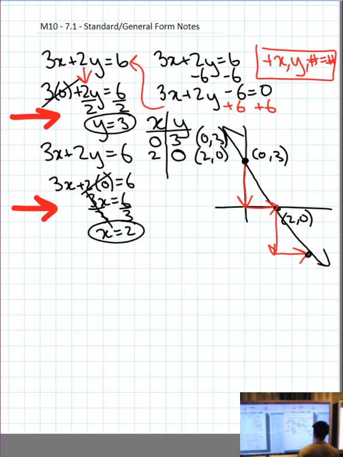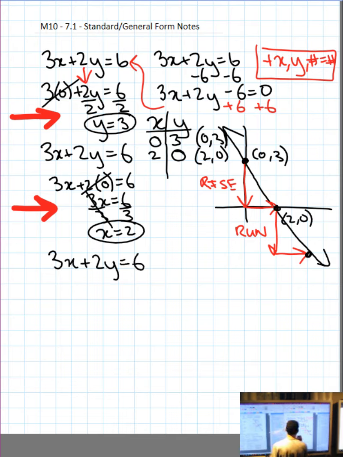Okay, so that's the graph that we've got off to the left. We already talked about slopes, so we know we have a rise and a run of whatever it is, and we'll be doing some more work to talk about that. So let's take the equation again: 3x plus 2y equals 6. The same equation we've been working on.